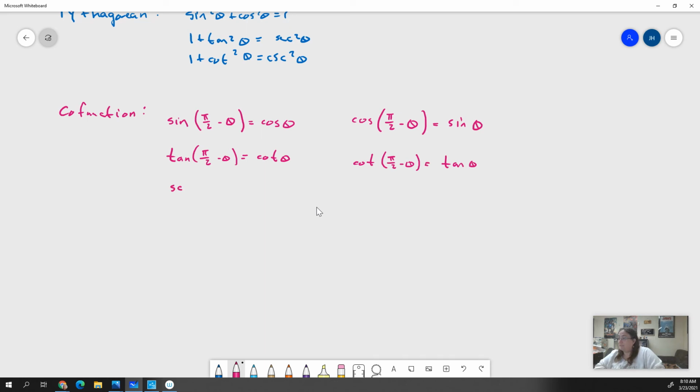We have secant of pi over 2 minus theta, you might guess, equals cosecant of theta. And then you have cosecant equals secant, right?